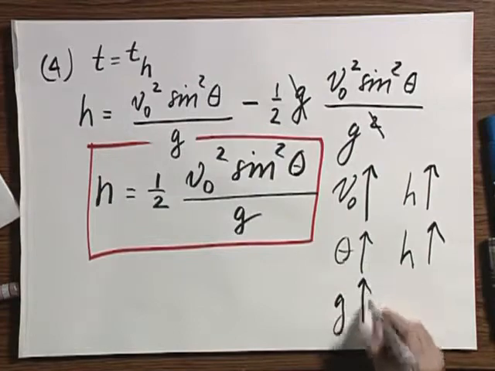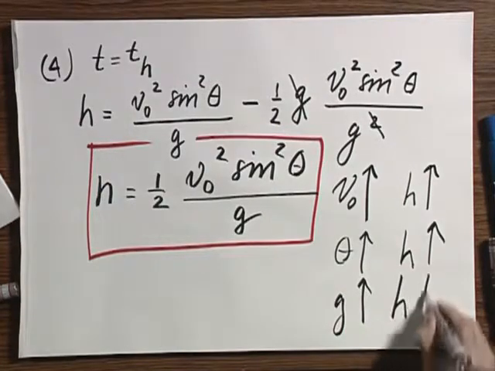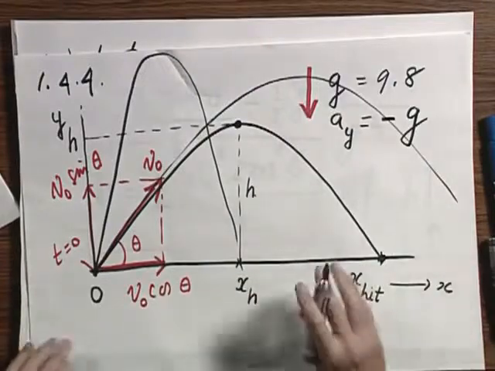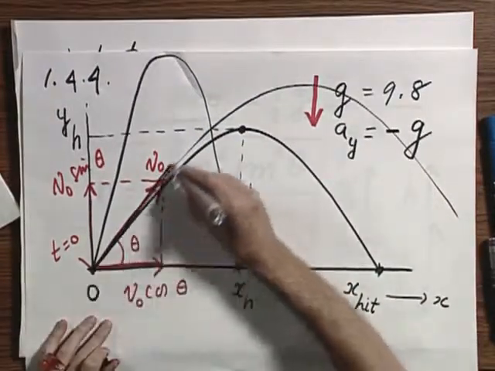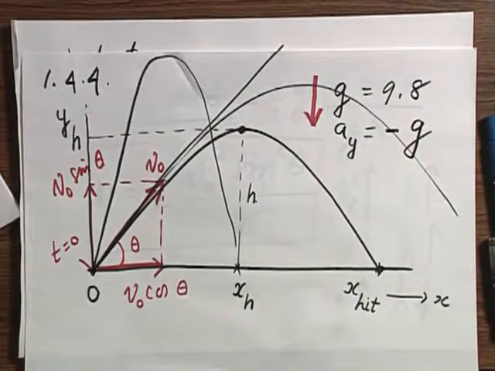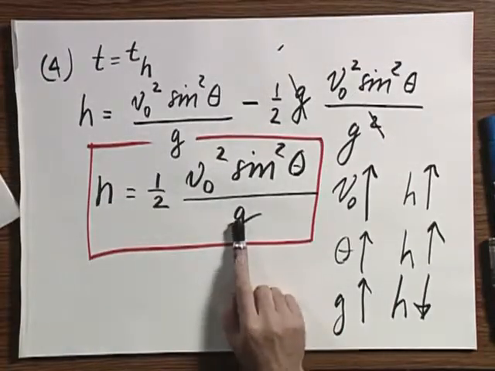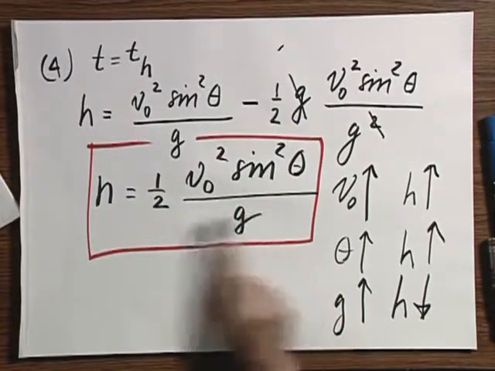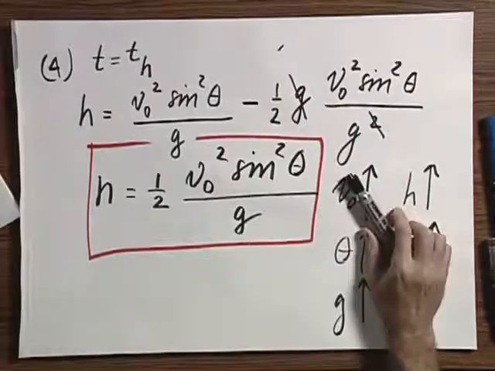When g is larger, I claim it's obvious that h is lower. Imagine that g were 0. There wouldn't be any deceleration or acceleration in the y direction, and the object would continue to go along a straight line. Here it is. So if g were 0, if this were somewhere in outer space and there were no gravity, the object would go along a straight line. So if g is 0, h would be infinitely high. If g is huge, if g is infinitely large, the soccer ball wouldn't even get off the ground.